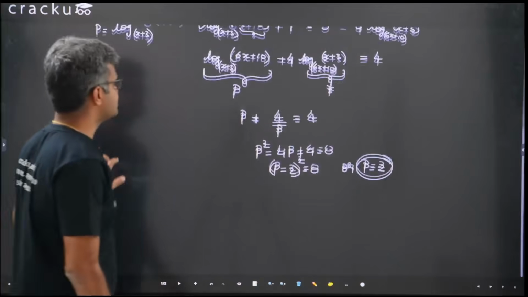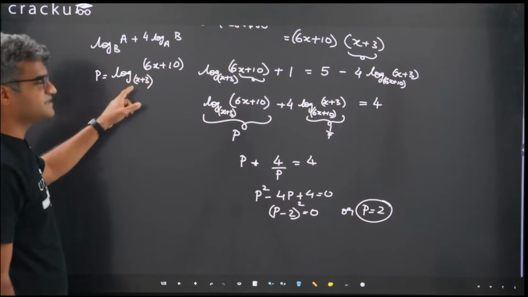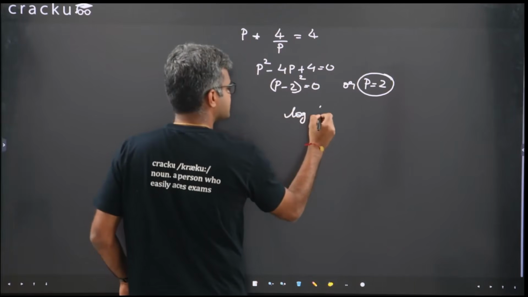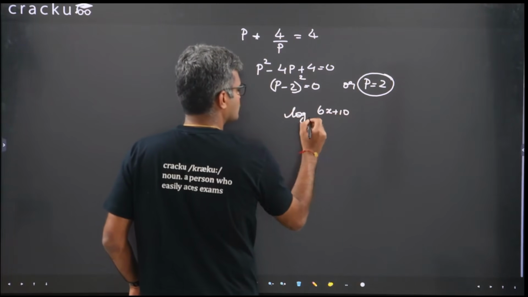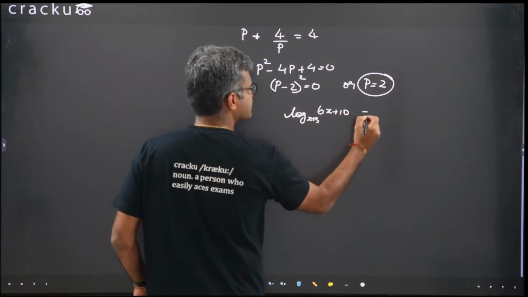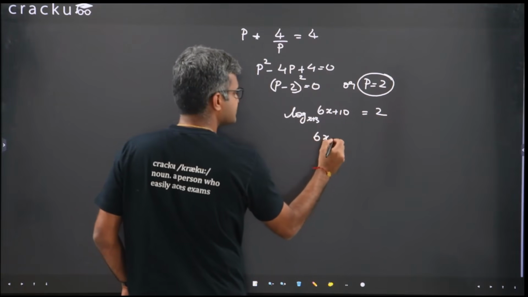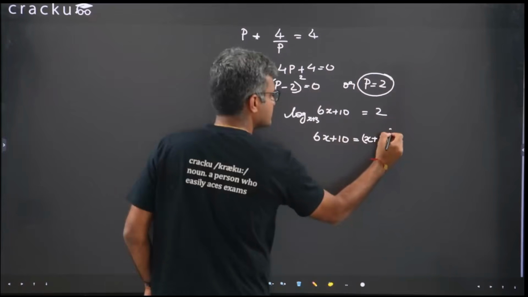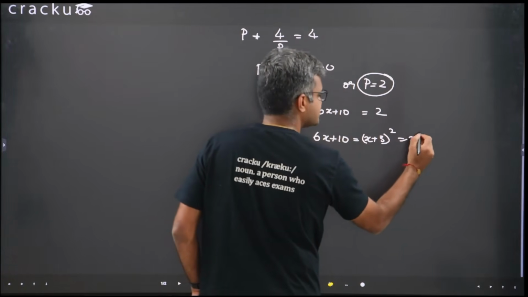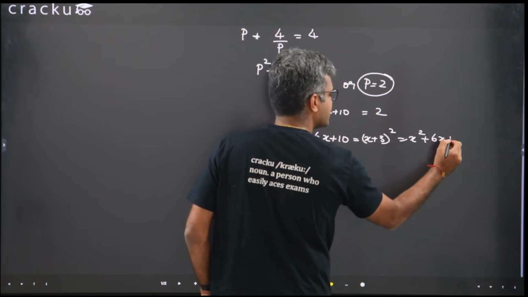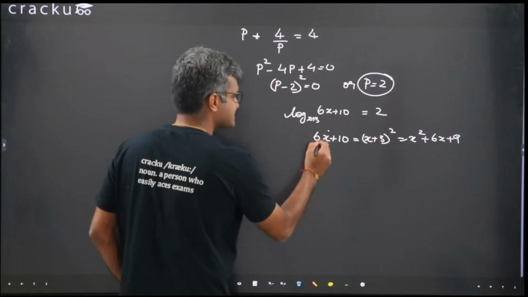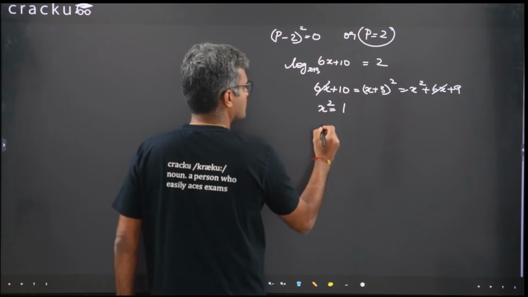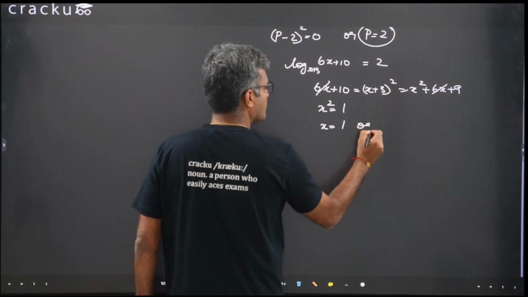Now again remember what is p? P is log of 6x plus 10 to the base x plus 3. So log of 6x plus 10 to the base x plus 3 is equal to 2, or 6x plus 10 is equal to x plus 3 whole square, which is equal to x square plus 6x plus 9. We can cancel 6x on both sides. So x square is equal to 1, or the value of x is either 1 or x is equal to minus 1.